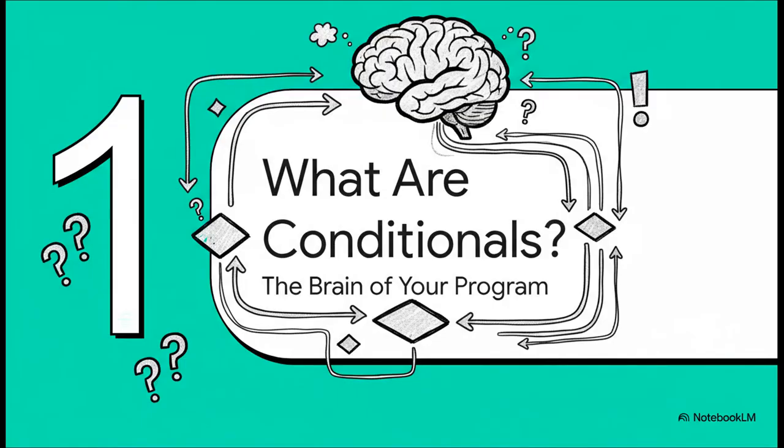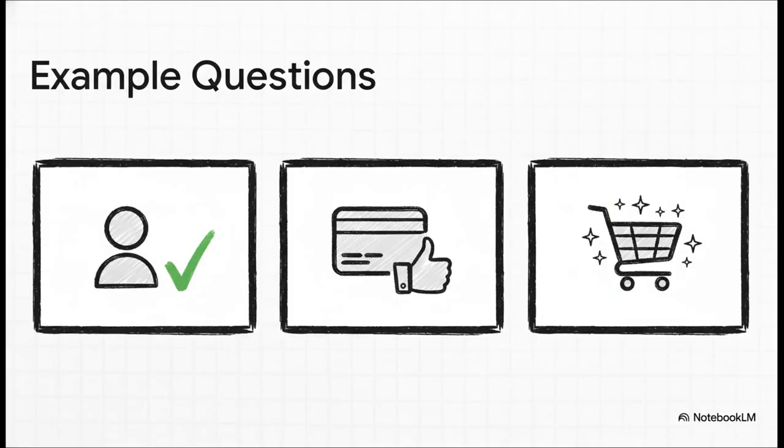So first up, what are conditionals? Well, you can basically think of them as the brain of your program. At their heart, they're just a way for your program to ask questions and make decisions based on the answers. And we're not talking about deep philosophical questions here, right? We're talking about super practical stuff that happens millions of times a second.